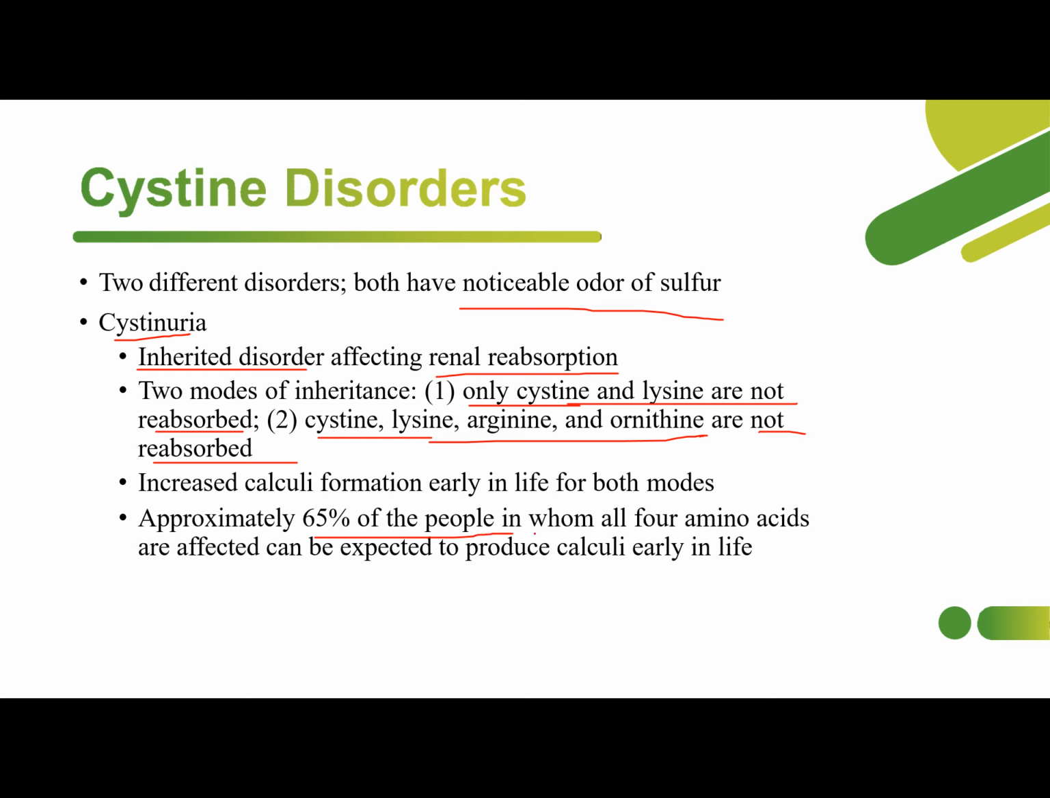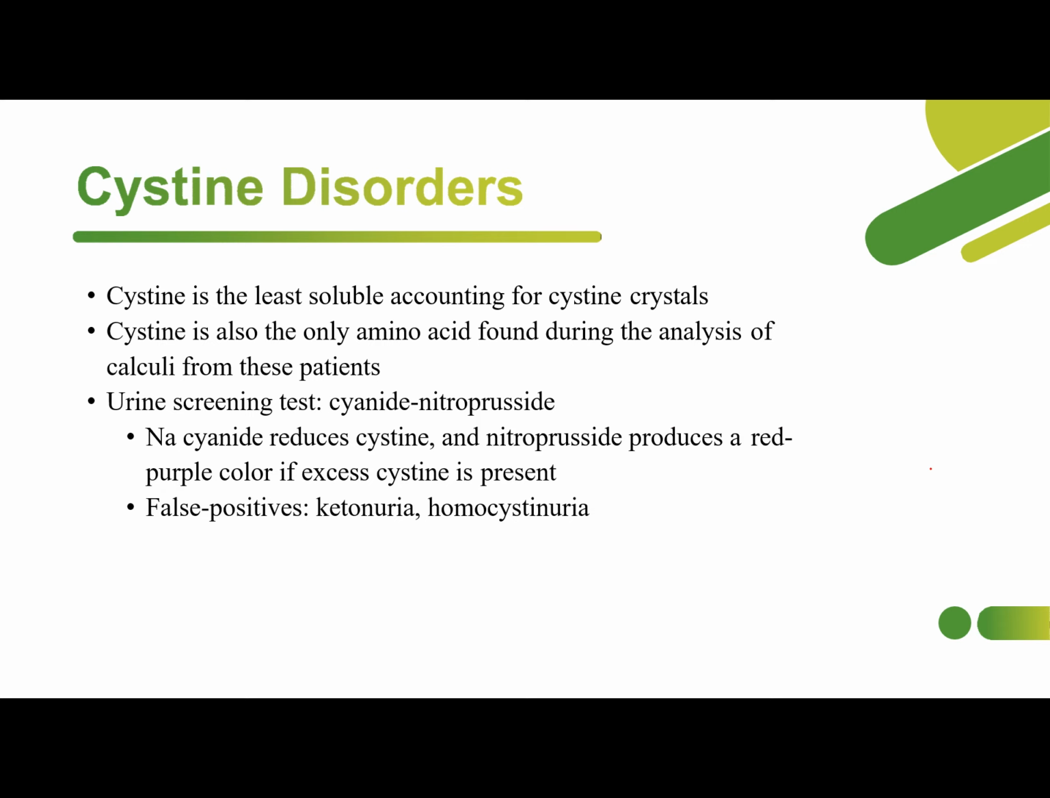Approximately 65% of the people in whom all four amino acids are affected can be expected to produce calculi early in life. Now, cystine is the least soluble, accounting for cystine crystals. Cystine is also the only amino acid found during the analysis of calculi from these patients. So, most of the time, class, when you have cystinuria, your kidney stones are made up of cystine, or the renal calculi are made up of cystine.